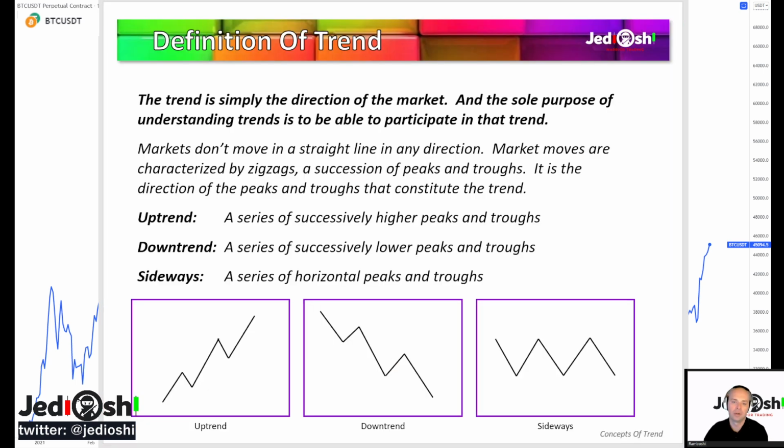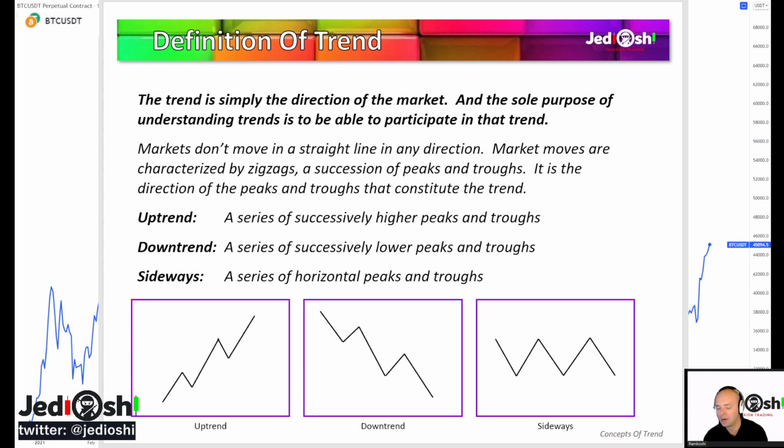The definition of a trend. The trend, it's simple. It's the direction of the market, right? And the whole purpose in understanding trends is to be able to participate. Whether you're long, you're short, you're a long-only investor, you need to understand when you're in a trend, what that trend is, and to also understand when the trend looks to be ending, when it reverses, when it goes from one to the other, and all the specifics and the details within that.